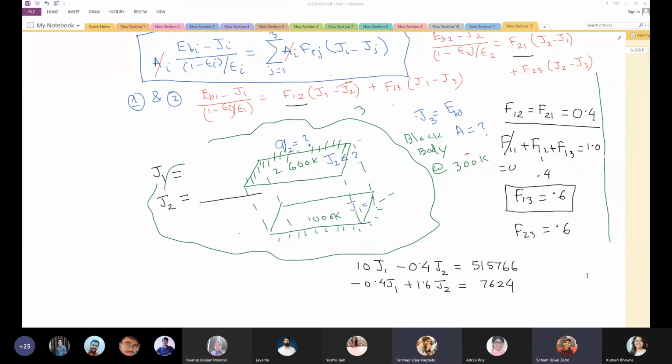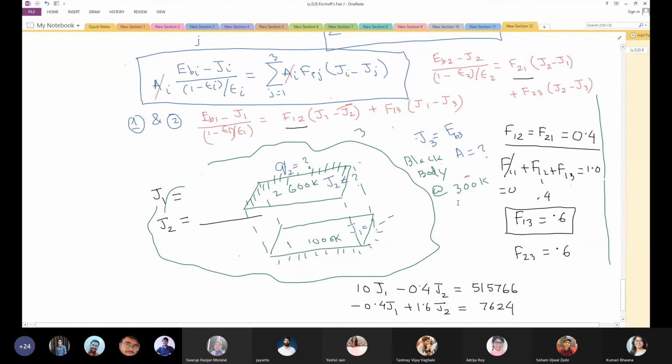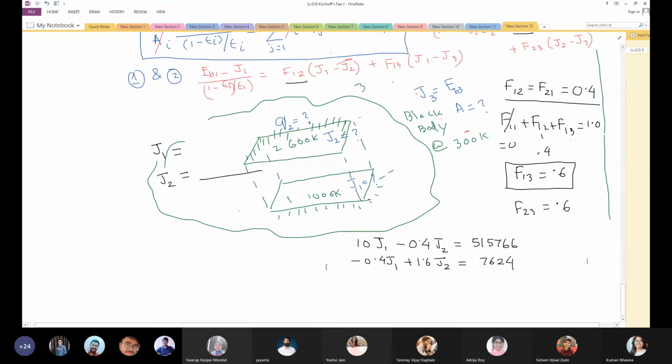In the second equation, I'm getting the coefficient of J2 as 2. Yes, sir, I'm also getting that only. Sorry, sir, it's not 1.6, it's 2. Okay, maybe something was wrong here.